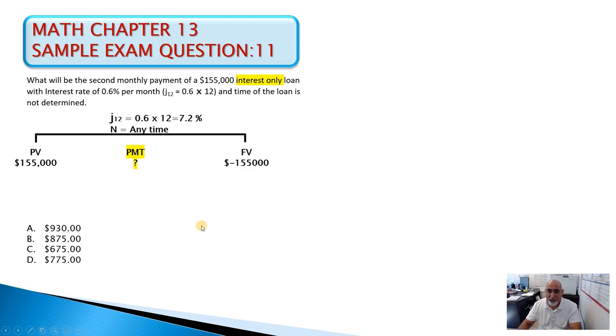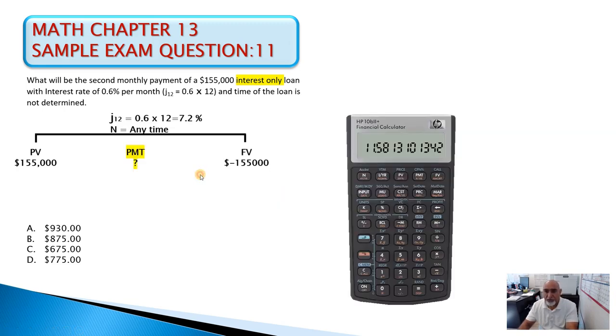These are the choices. Let's bring our calculator, clear the calculator, and first thing is the 12 compounding periods and 7.2 for the interest rate. N is any time, just put 1 for N for now. I'll show you, even if I use different N values, the answer is going to be the same. PV is 155. And negative for the FV and payment, $930. That's my right answer. Okay.